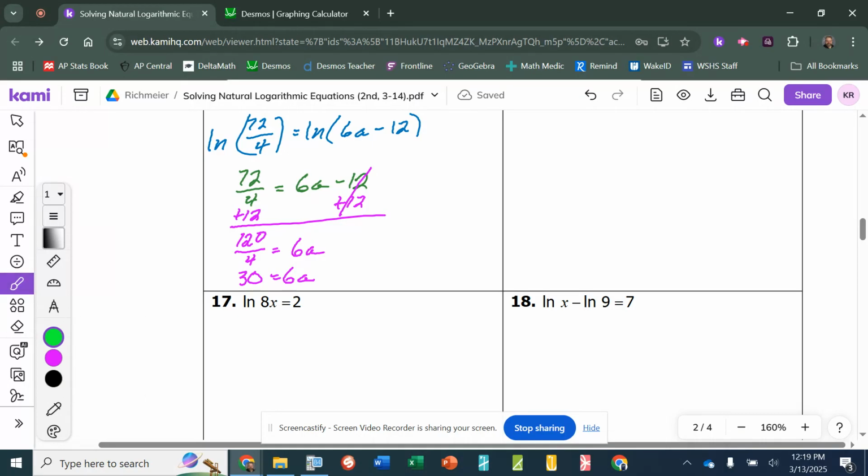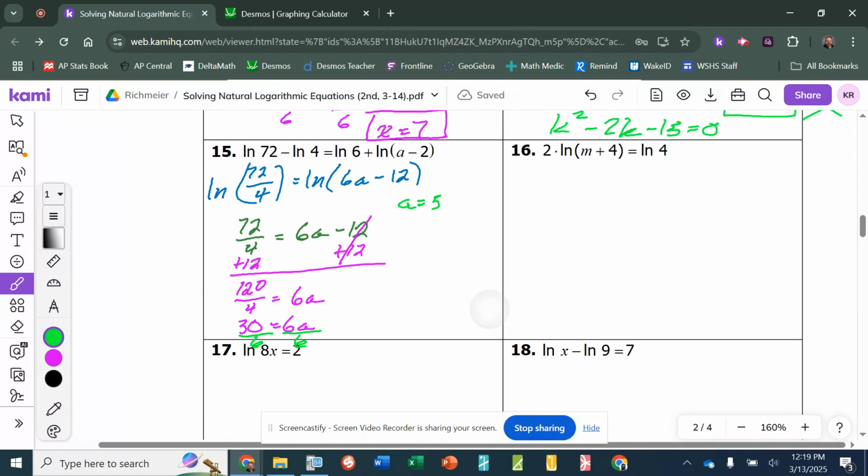Then the last thing I have to do for solving is divide it by 6. So for this one, I'm going to end up with a is equal to 5. A is equal to 5. So let's go ahead and check that. Over here, 72 divided by 4 is 18. And if I put 5 in, that's 30 minus 12, which is also 18. So that tells me a equals 5 works.